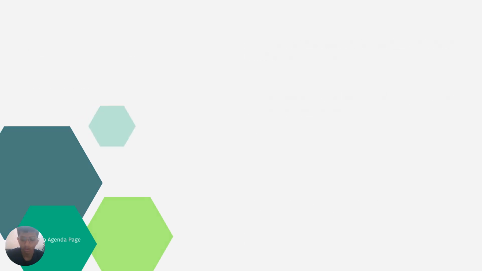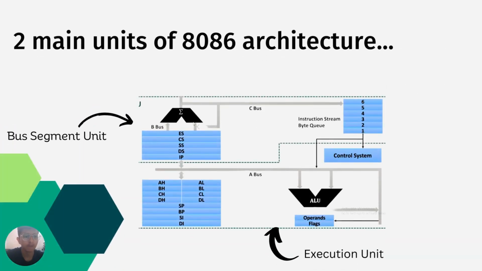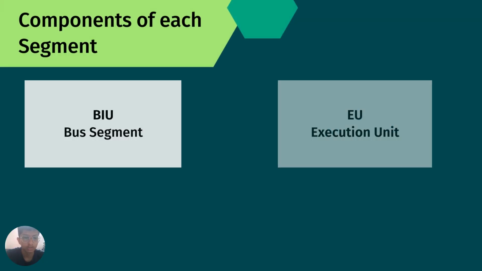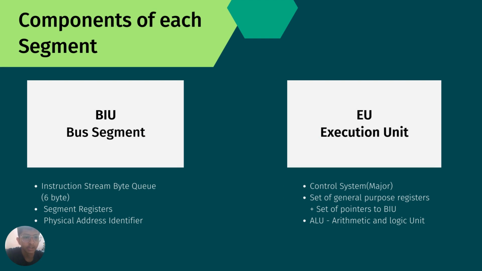Now we are understanding the two major units, or segments, of the 8086 architecture: the bus interface unit and the execution unit. The bus interface unit basically handles the bus and fetches instructions, and the execution unit executes the instructions given. Moving further, the components of the segments. BIU, the bus interface unit.